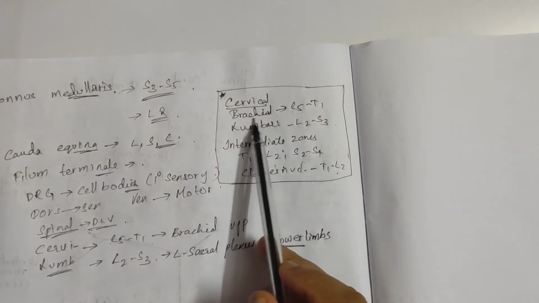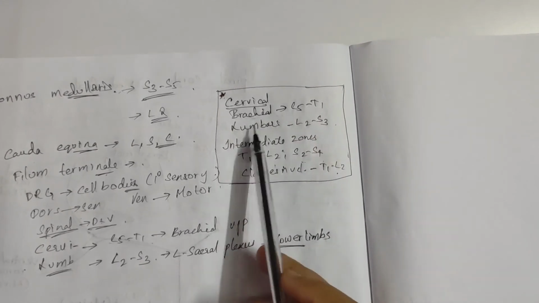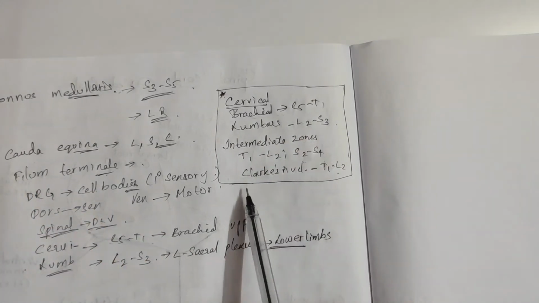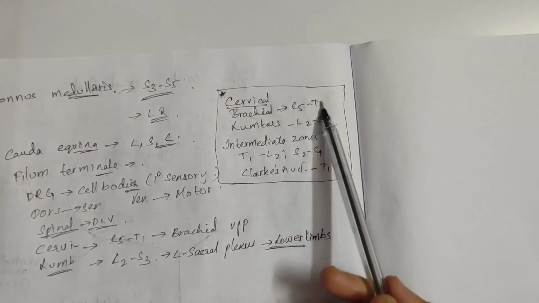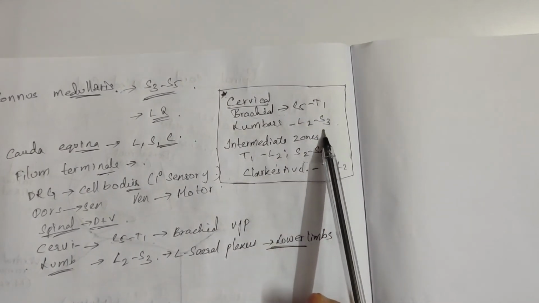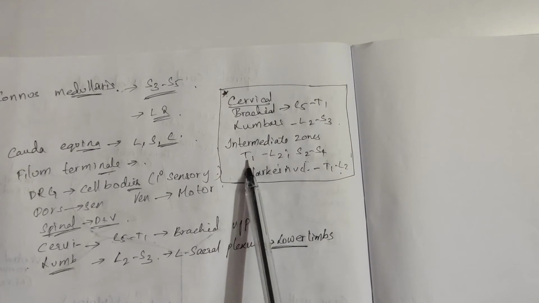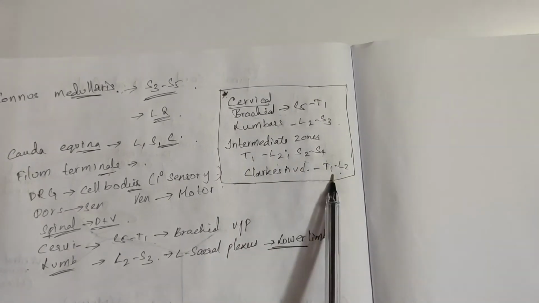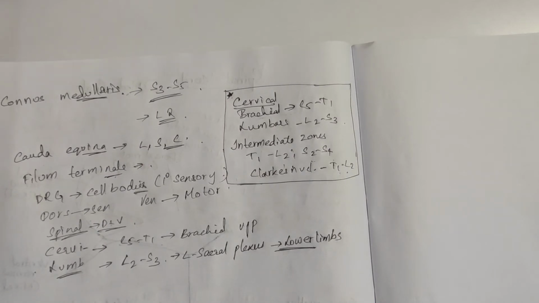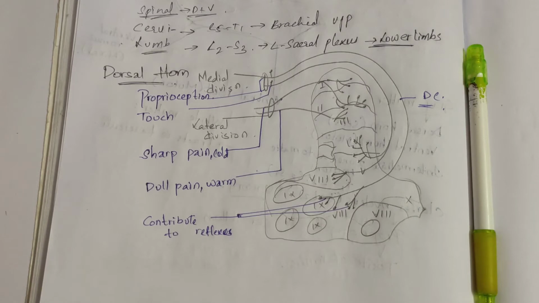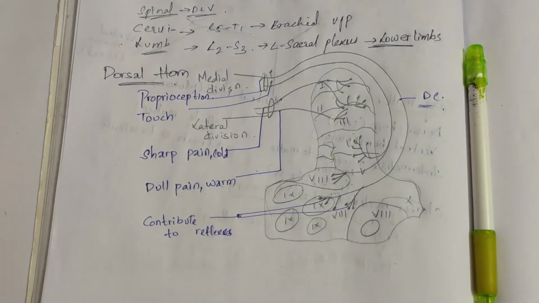We can remember this as brachial plexus C5 to T1 and lumbosacral L2 to S3, and in between, T1 to L2, we have intermediate zones, and also S2, S3, S4. T1 to L2 is the same as Clark's nucleus, which is proprioception to the cerebellum. Next we are going to discuss the dorsal horn, which is completely sensory.